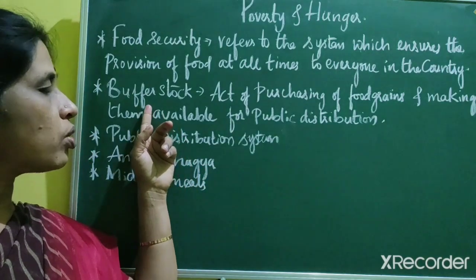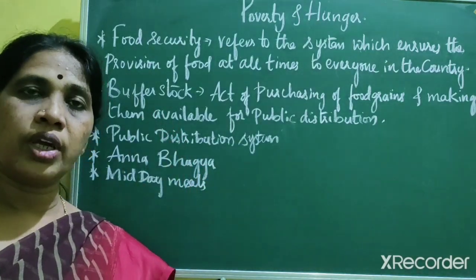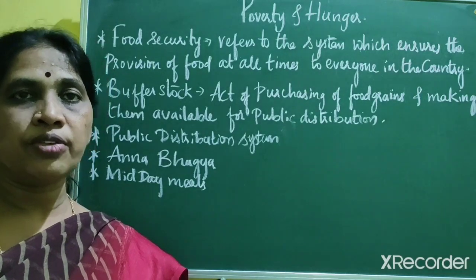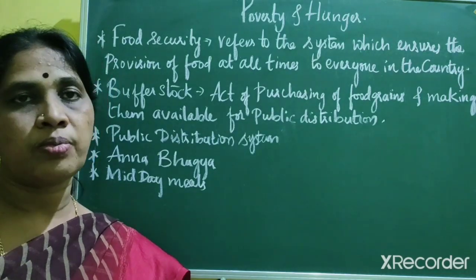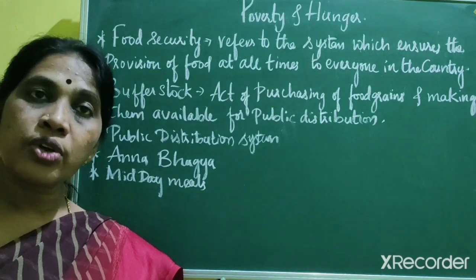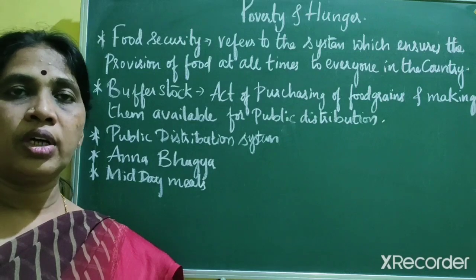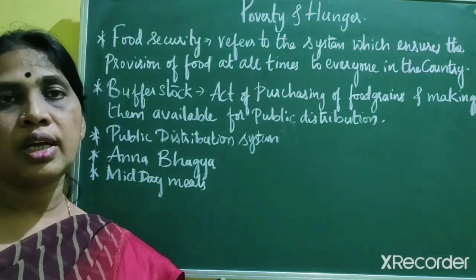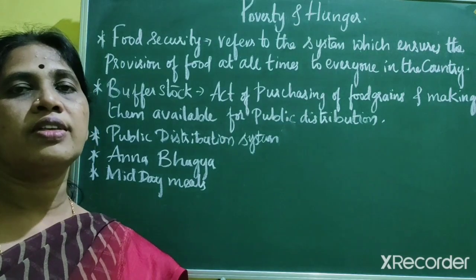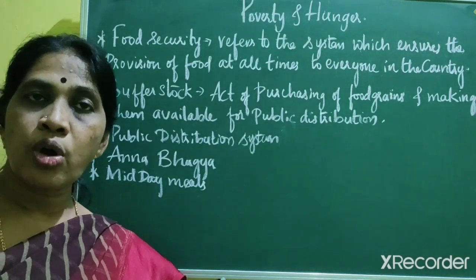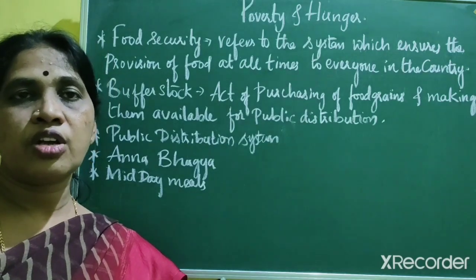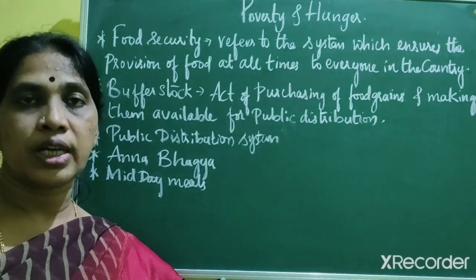Now we'll learn about what this buffer stock is. Here the government purchases the food grain from the farmer at the minimum support price. For this the government has set up the Food Corporation of India, established in the year 1985 to purchase the food grains and construct the godowns to store them. These stored grains are distributed to the people for consumption.